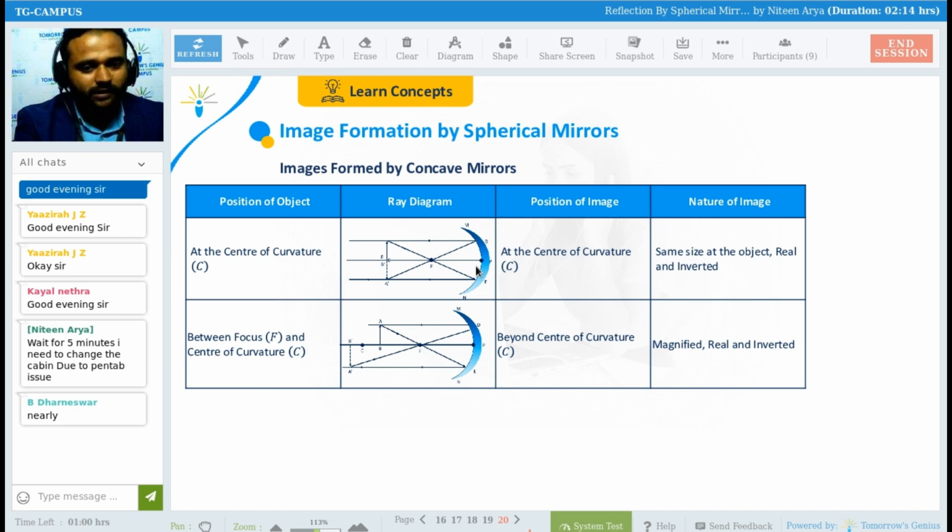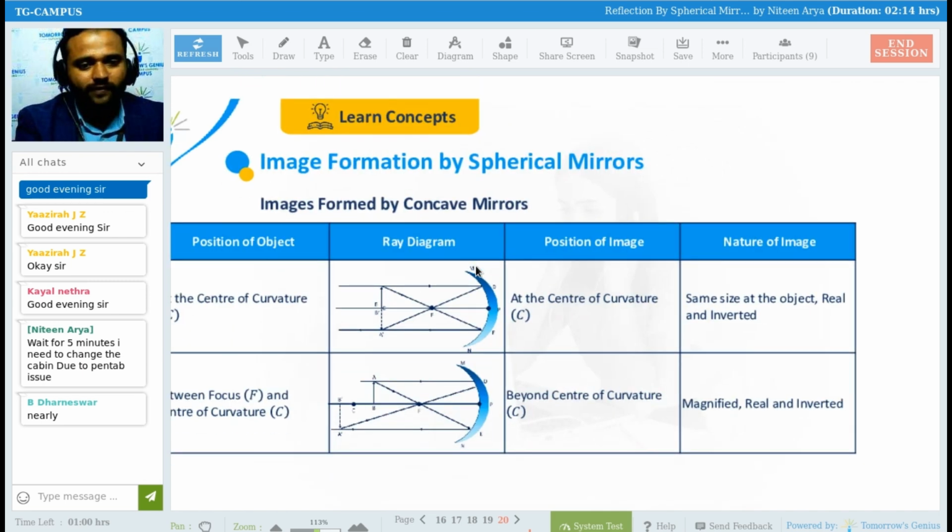If, as I already let you know in this particular case, any particular object is situated at C, that is at the center of curvature, we get the image of the same size, same height, everything. Clear? So if an object is put at the center of curvature, we get the image at the center of curvature, same size as the object, real and inverted.